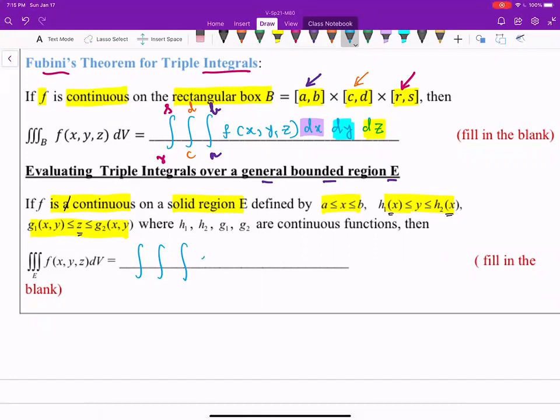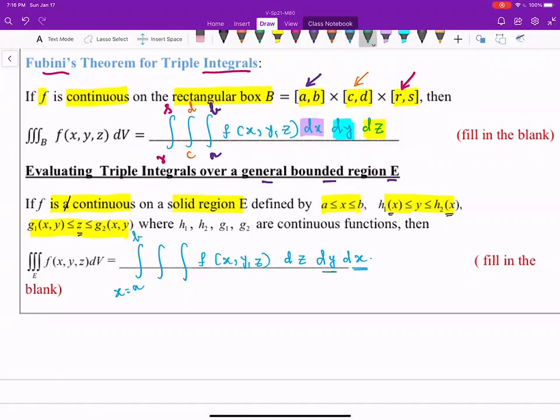So it is actually f of x, y, z. Then you are going to integrate with respect to z, which is the innermost. Then the second one is with respect to y. The last one is with respect to x. So this dx corresponds to the x limits, which are a to b, the outermost.